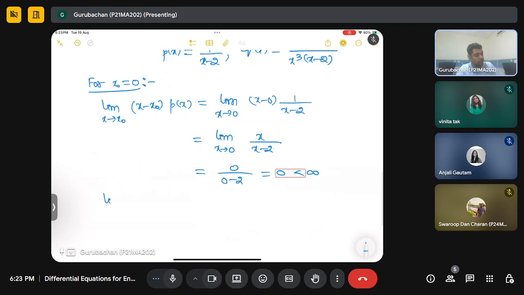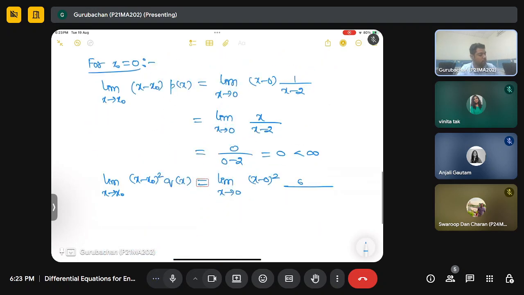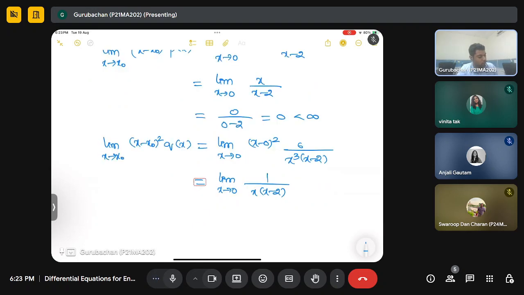For the second condition, limit x tending to x naught of (x minus x naught) whole square q(x), this will be limit x tending to 0, (x minus 0) whole square, and what is q(x) here? 6 by x cube into x minus 2. So from here we will get limit x tending to 0, 1 by x into x minus 2.